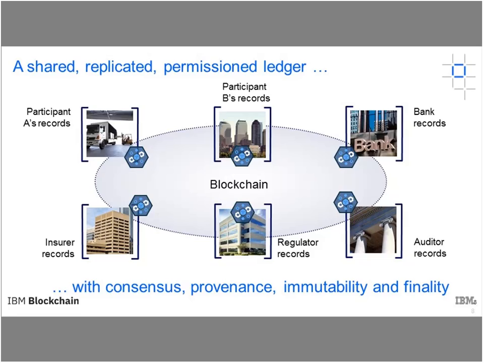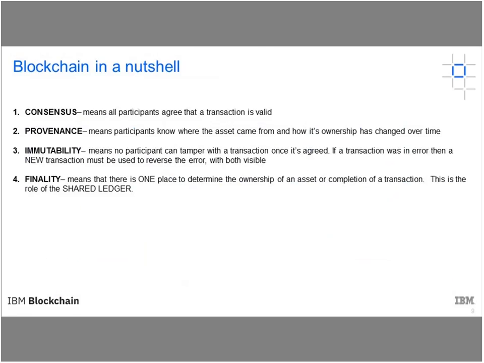So now the 4 pillars, the 4 main characteristics I am going to describe apart from this shared ledger, are consensus, provenance, immutability, and finality. So let us go to the next slide. First of all is consensus.